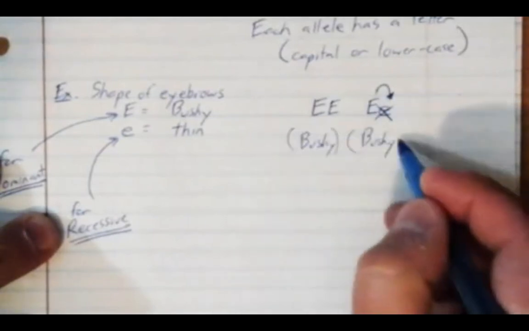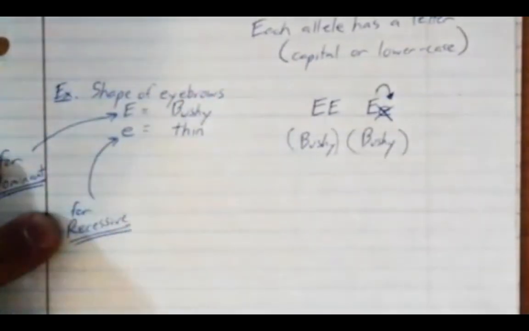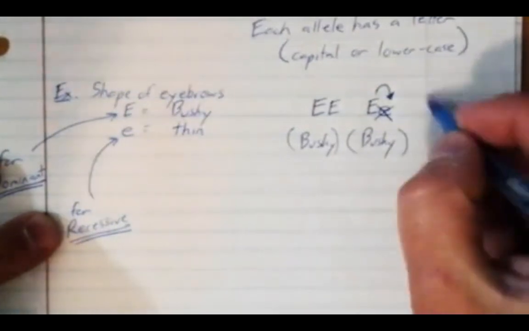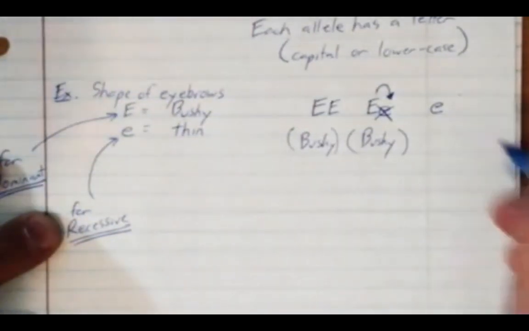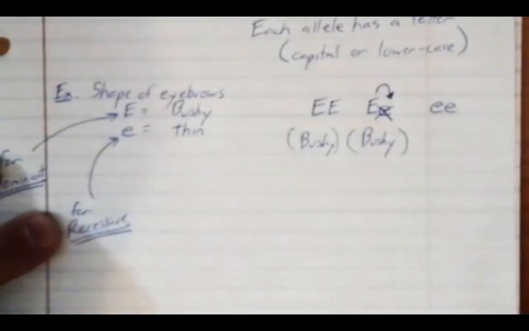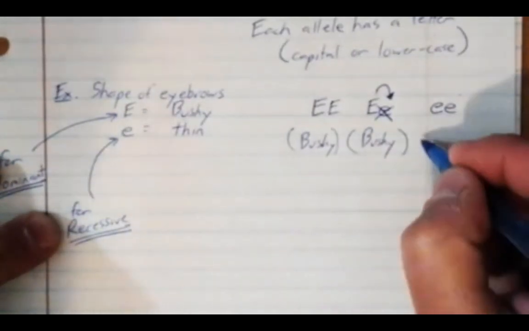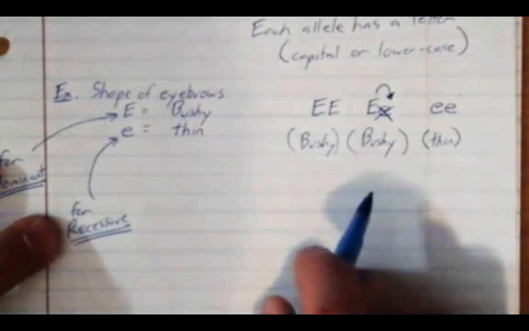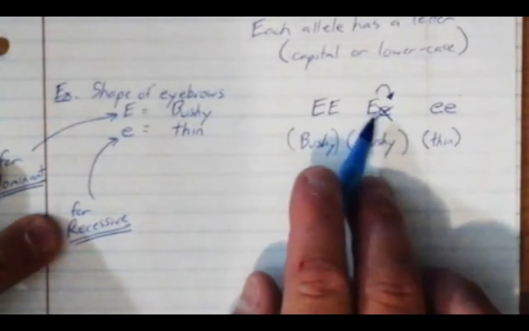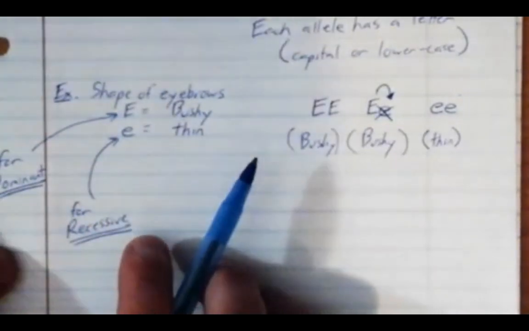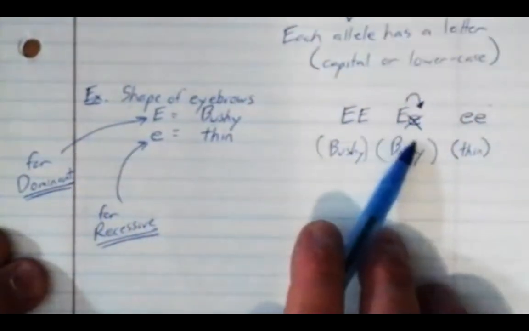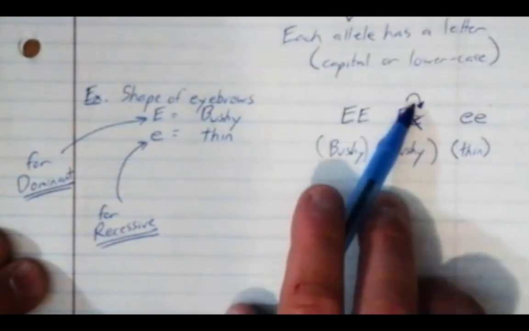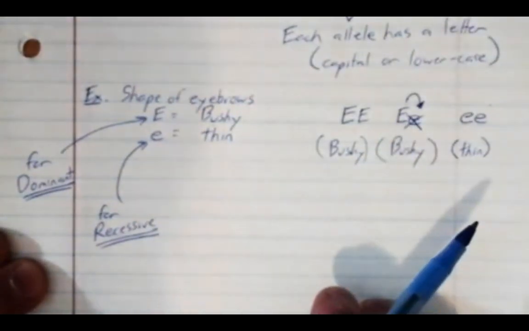So then you say, okay, well, how do you get thin eyebrows then? The only way you can get thin eyebrows is if your mom gives you the DNA for thin eyebrows and your dad gives you the DNA for thin eyebrows and you have two lowercase letters. In that case, you would have thin eyebrows. So when you have one of each, this one dominates. When they're exactly the same, it'll be that. Okay, the only reason the dominant and recessive come into play is when you have one of each kind. And the one that's capital letter will dominate over the one that's not a capital.